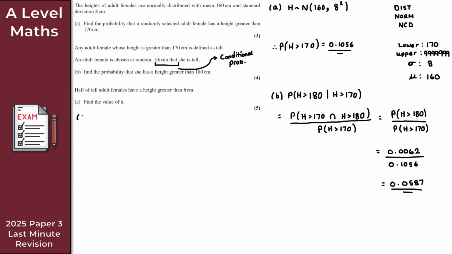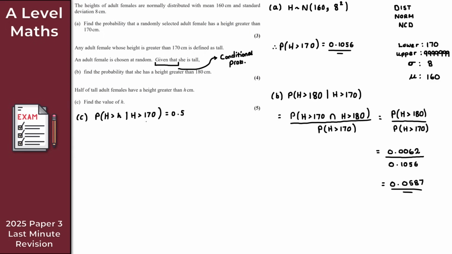So for part C then, what I'm looking for here then is the probability then that H is greater than little h here, like so. And this then is conditioned on being tall, right? So H is greater than 170. Because here what we're looking at then is half of the tall adult female. So because it's half then, this probability here is equal to 0.5. Okay? And again, all I'm going to do here is use the formula then for conditional probability.